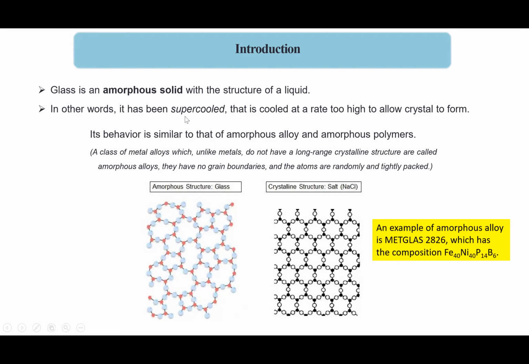Another thing about glass is that it is supercooled. Actually, it is cooled at a rate too high to allow crystals to form. If you have studied metallurgy, you see in the phase diagram that the liquid comes first. If the metal is cooled slowly from a high temperature liquid, then the atoms lose their kinetic energy, start to come together, and form crystals. They form the unit cell and then nuclei, and then that turns into the crystal.